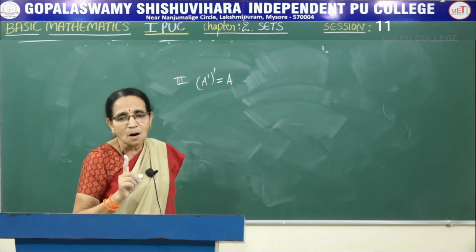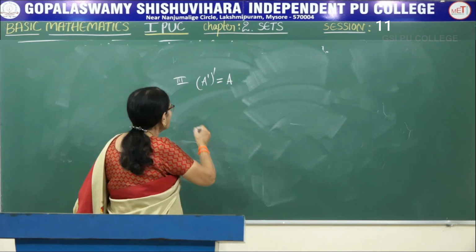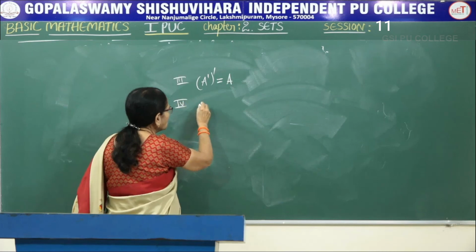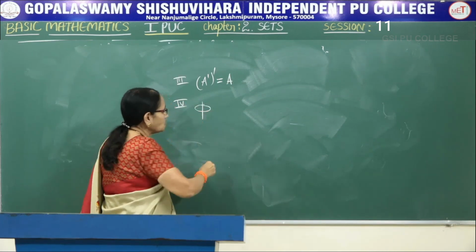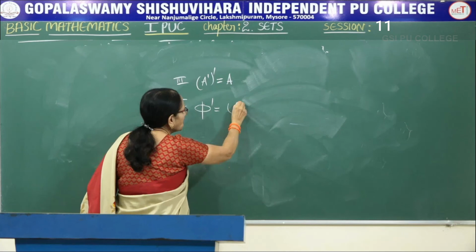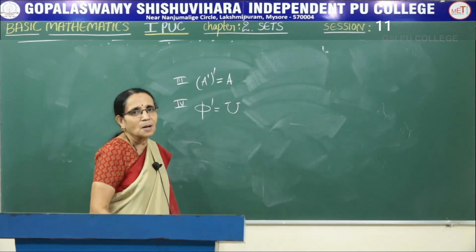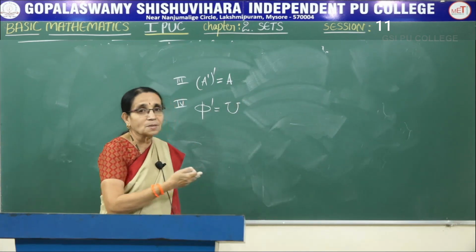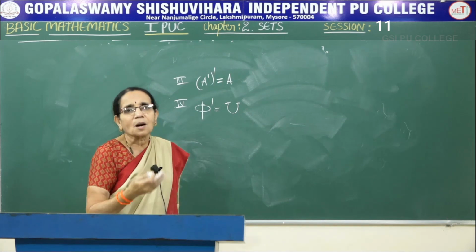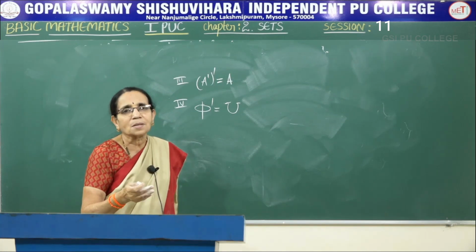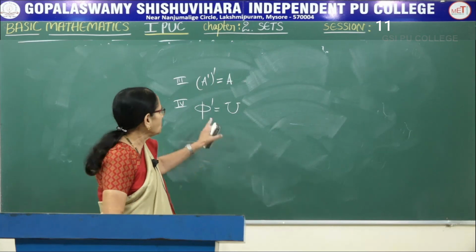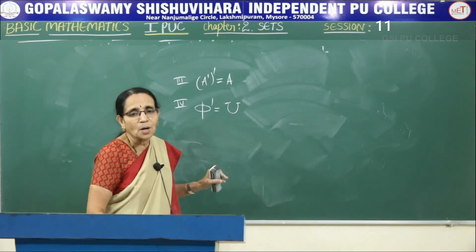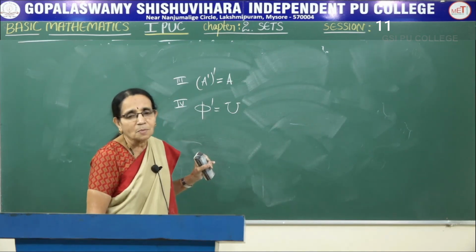Now the law of the empty set. When you take the empty set and take its complement, it becomes the universal set itself. Empty set means it is not having anything. What is the complement of that? It is a set containing all the elements. So we write phi dash equals U. It is called the law of the empty set.